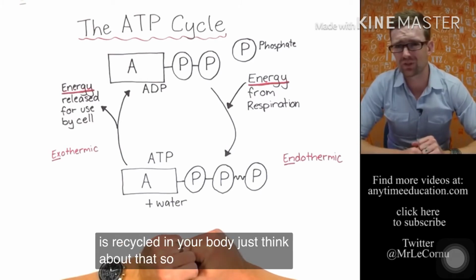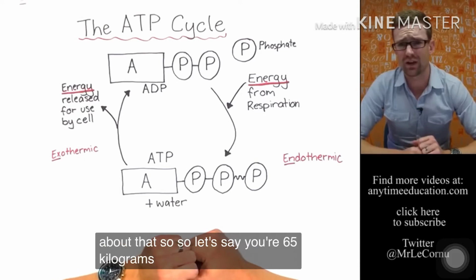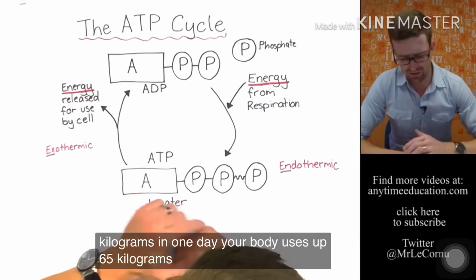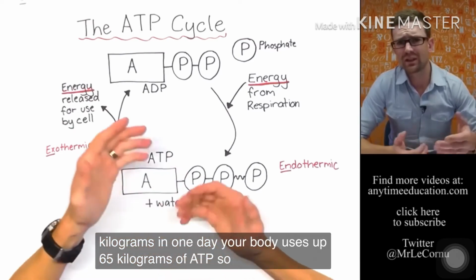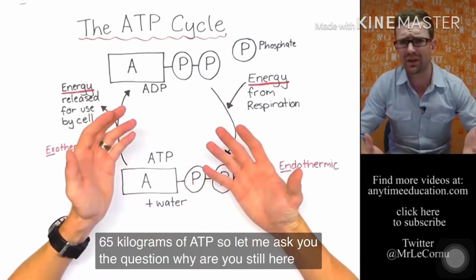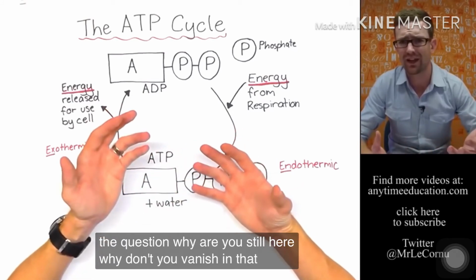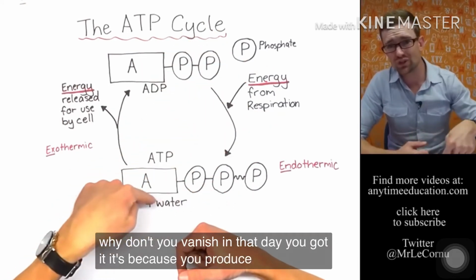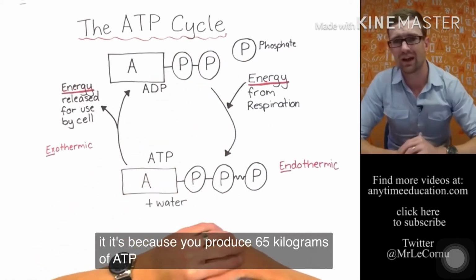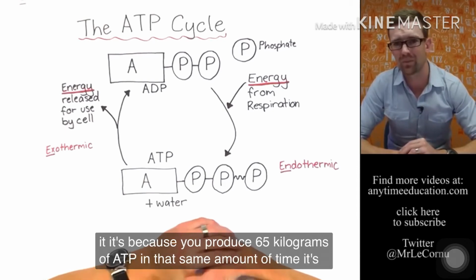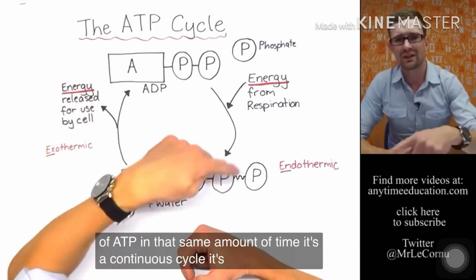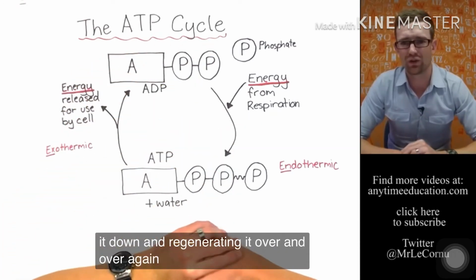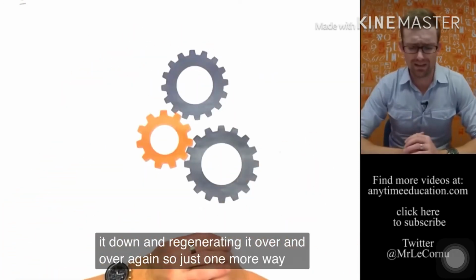Just think about that. So let's say you're 65 kilograms. In one day, your body uses up 65 kilograms of ATP. So let me ask you the question, why are you still here? Why don't you vanish in that day? You got it. It's because you produce 65 kilograms of ATP in that same amount of time. It's a continuous cycle. It's always breaking it down and regenerating it over and over again.